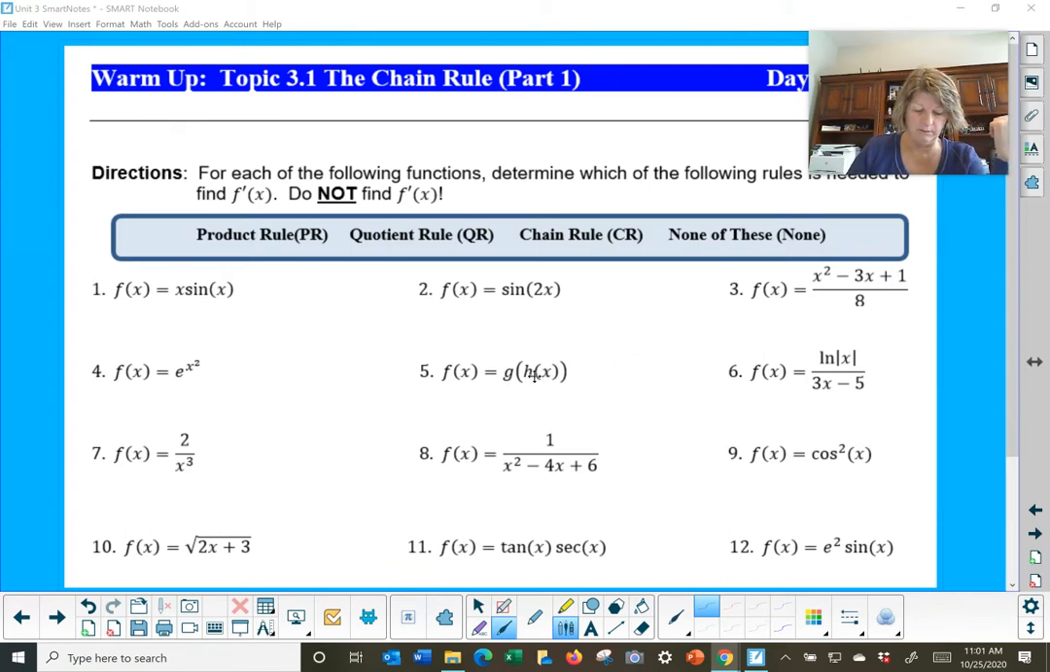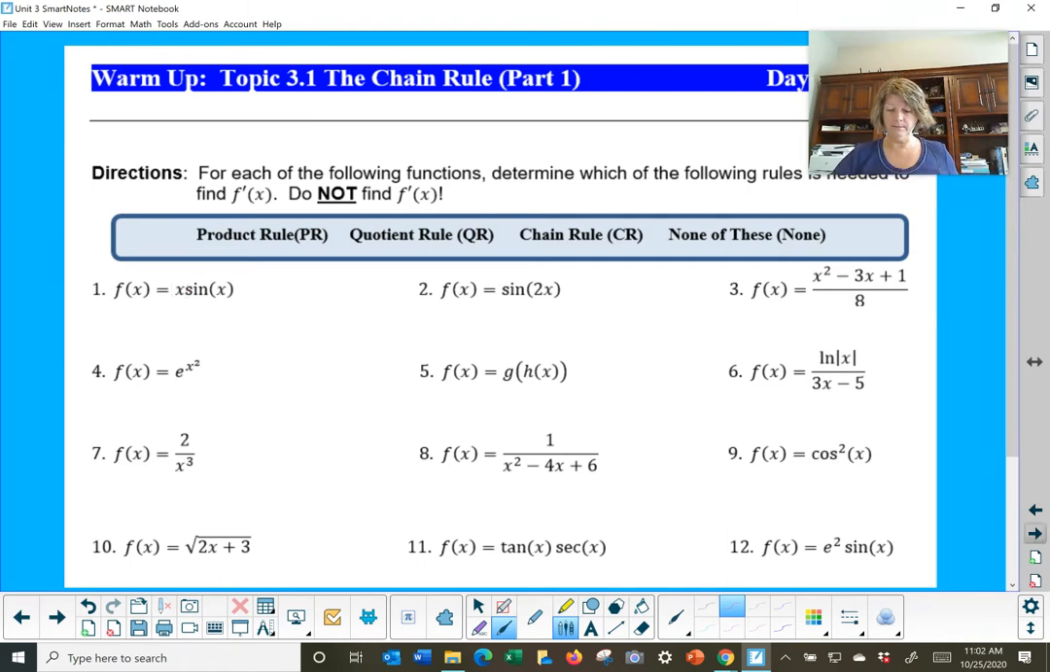So for instance, on number 1, I can see that we are taking x and multiplying it by sine x. So I would need to use the product rule to take the derivative of number 1. Walk through 1 through 12 quickly, hit pause, give yourself some time, and then I'm going to flip forward so you can see the answers.